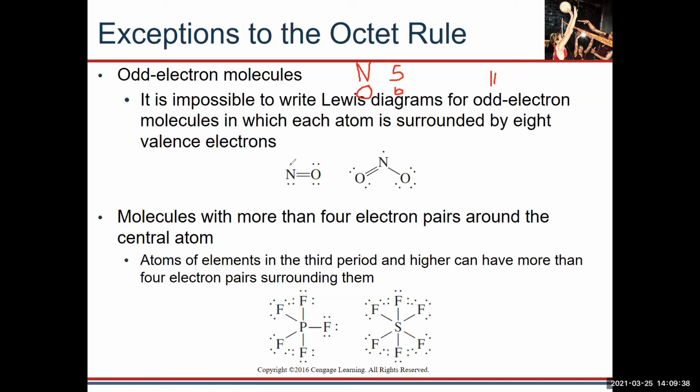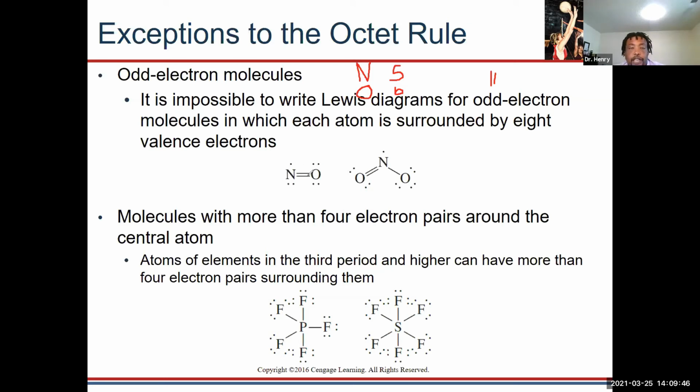What's the original structure then? That is the original structure. That's all you're going to get, because you can never reach an octet. It's an odd number of electrons.